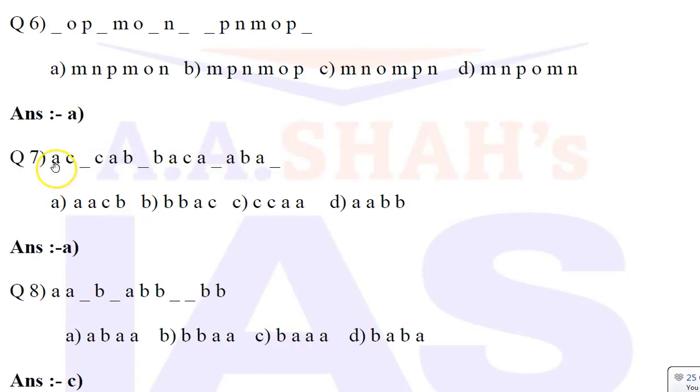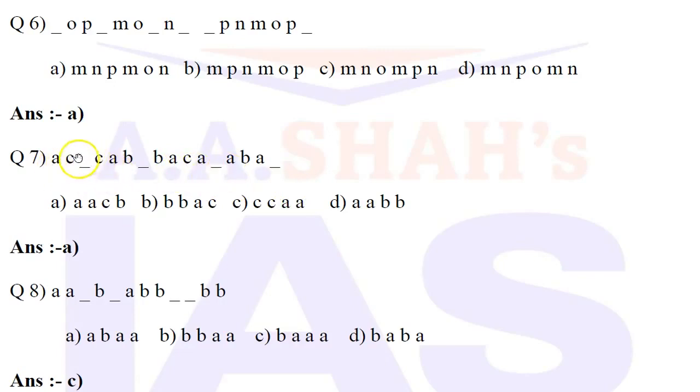Seventh question now. AC dash C, AB dash B, ACA dash, ABA dash. In this question, count the number of terms. 1, 2, 3, 4, 5, 6, 7, 8, 9, 10, 11, 12, 13, 14, 15 and 16. So there are 16 here, and 16 means it has to be 4. So AC dash C is the first part, AB dash B the second part, ACA dash the third part, and ABA dash the fourth part.